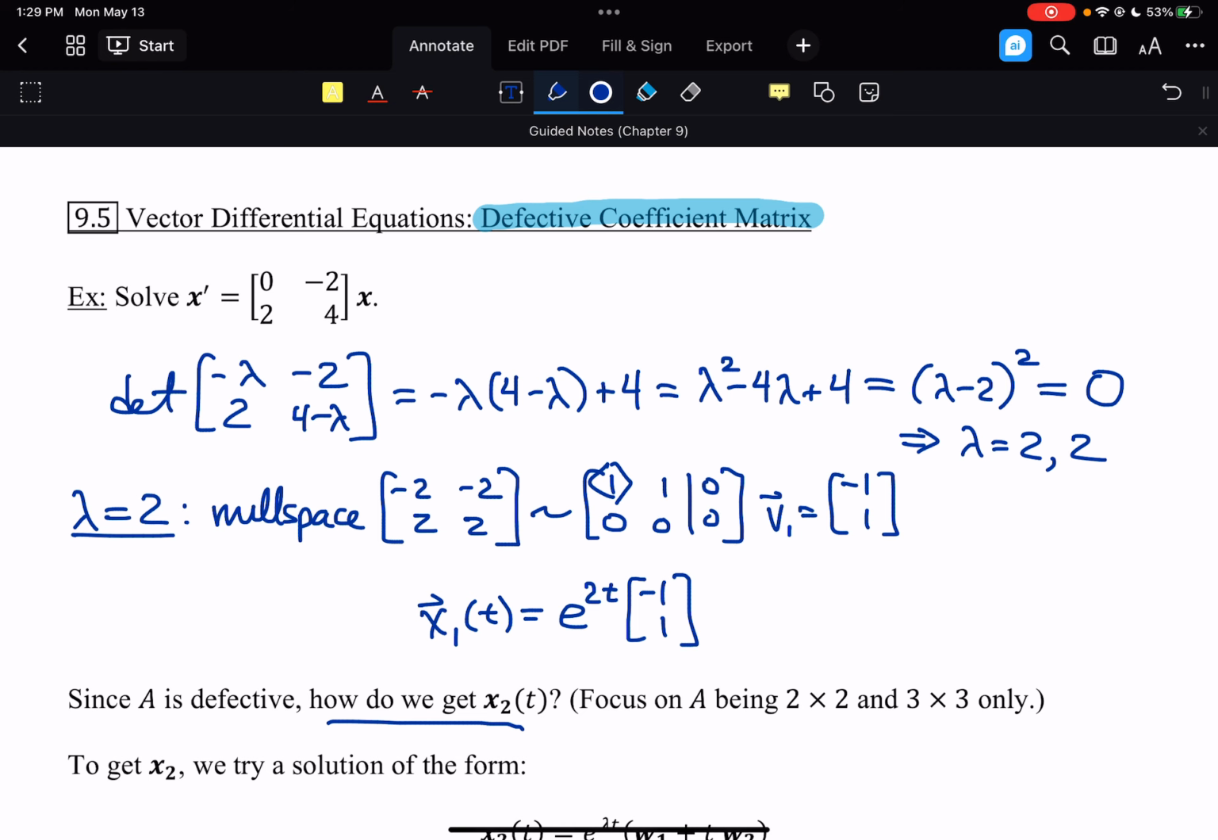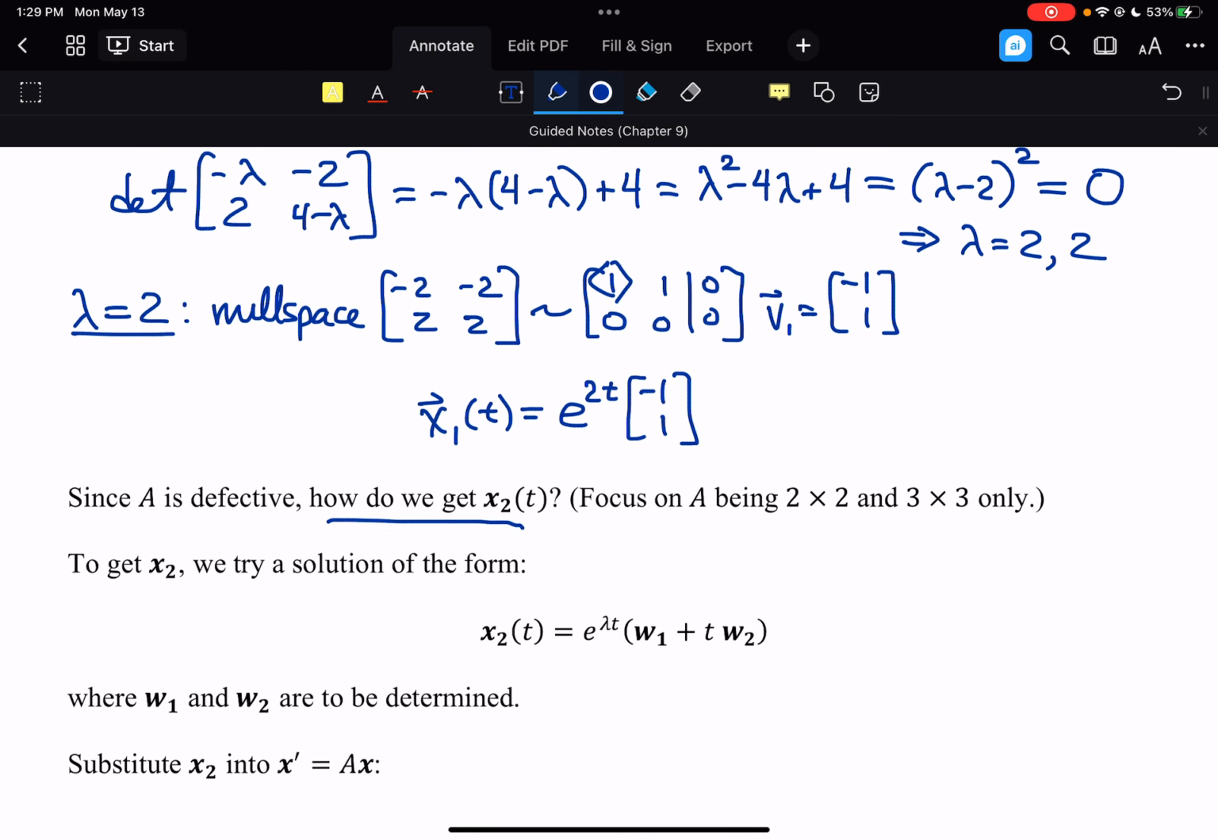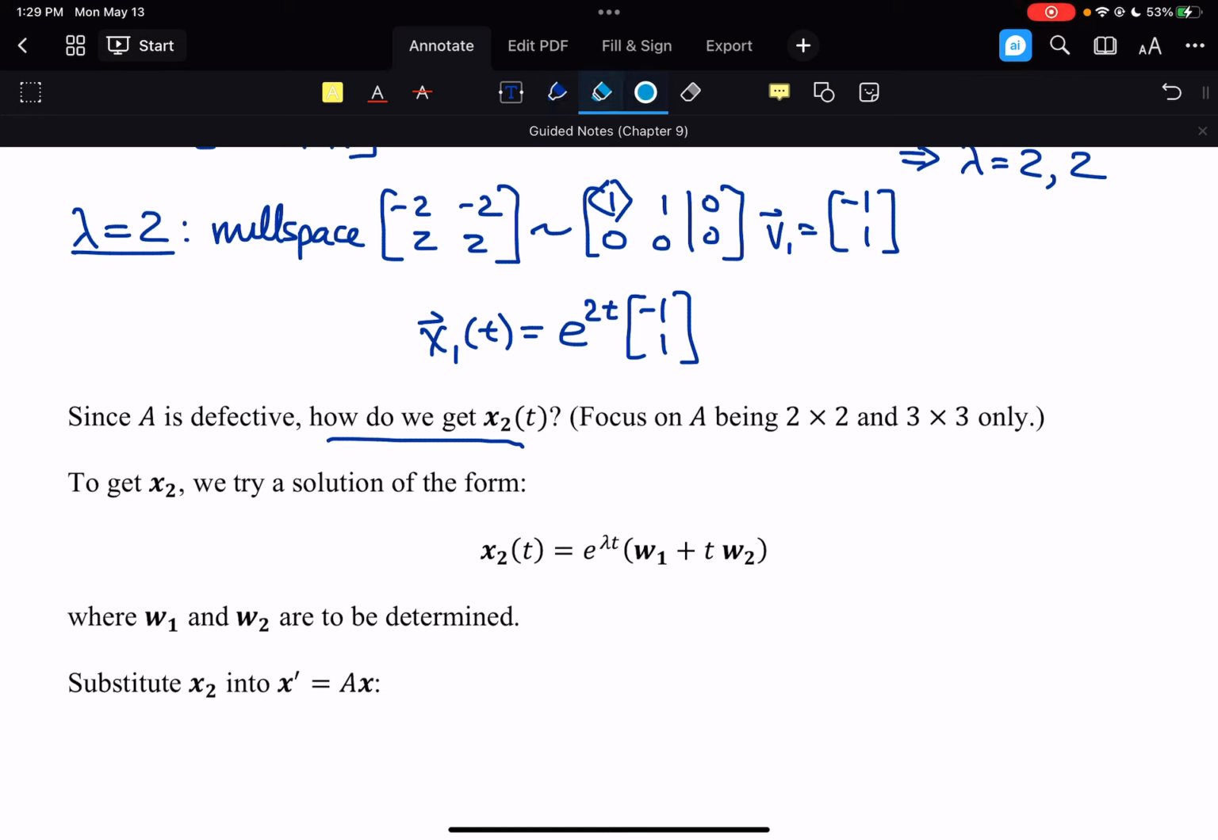To get x2, we're going to try a solution that has this form: e to the lambda t times w1 plus t times w2, where w1 and w2 are to be determined. So we're still taking e to the lambda t times not just a vector this time, but a sum of vectors with a factor of t in there. That ensures linear independence as well.